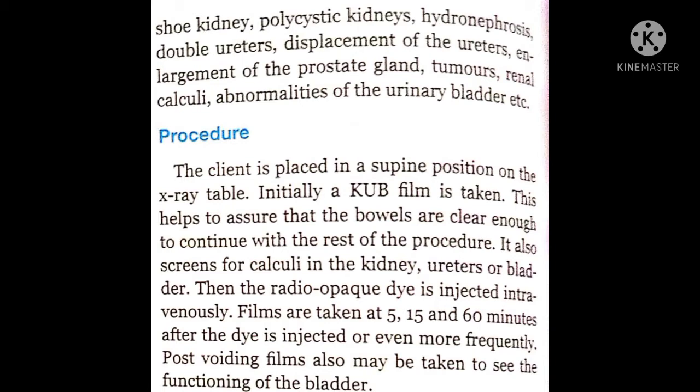Procedure: the client is placed in a supine position on the X-ray table. Initially a KUB film is taken. This helps to assure that the bowels are clear enough to continue with the rest of the procedure. It also screens for calculi in the kidney, ureters, or bladder.